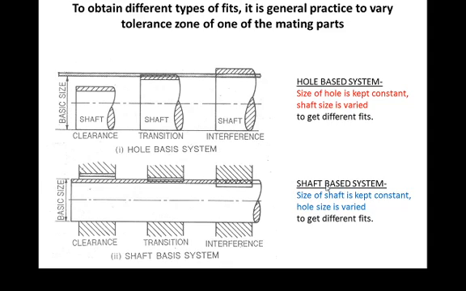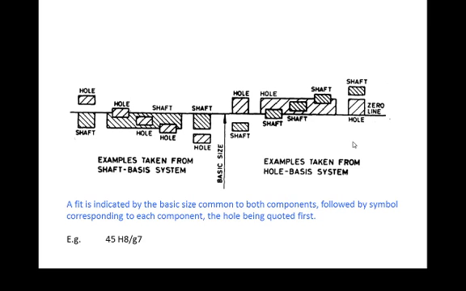Now changing the diameter of a shaft is easier compared to changing the diameter of a hole, because holes are created using standard drill bits and the diameter of drill bits is fixed. Therefore, to vary the dimension of a hole is difficult compared to the shaft dimensions. Therefore, generally hole based systems are used. Here it shows the hole based system and shaft based system. Here shaft dimensions will vary and hole dimensions are fixed. Here hole dimensions will vary and shaft dimensions will be constant.